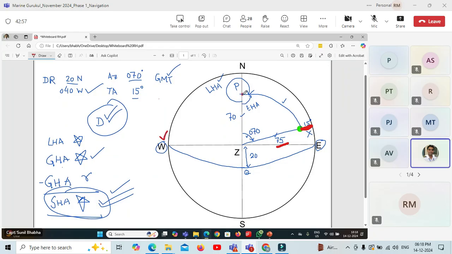LHA is measured at the pole. Azimuth is measured at the zenith. Azimuth is measured from zenith, but direction will be from north, clockwise. And sir, if the question is almost the same but the pole is changed, suppose we are in the South Pole and this will be the question, can you draw this diagram for the South Pole, sir? Okay, all right.